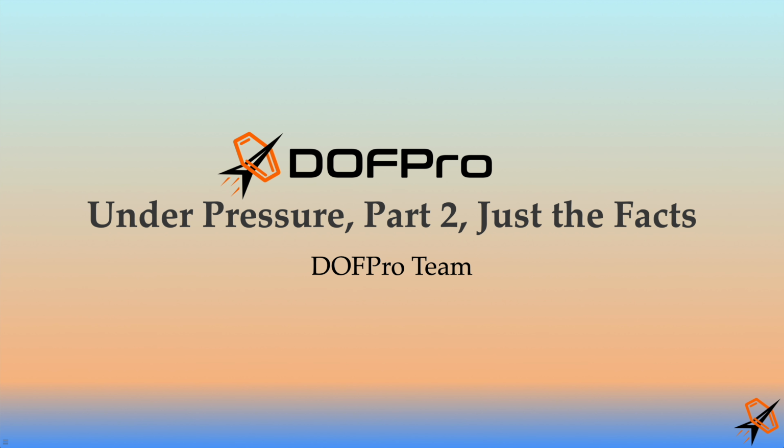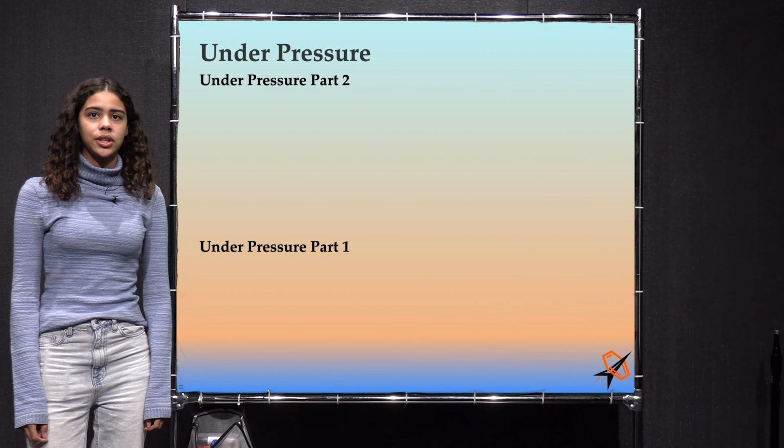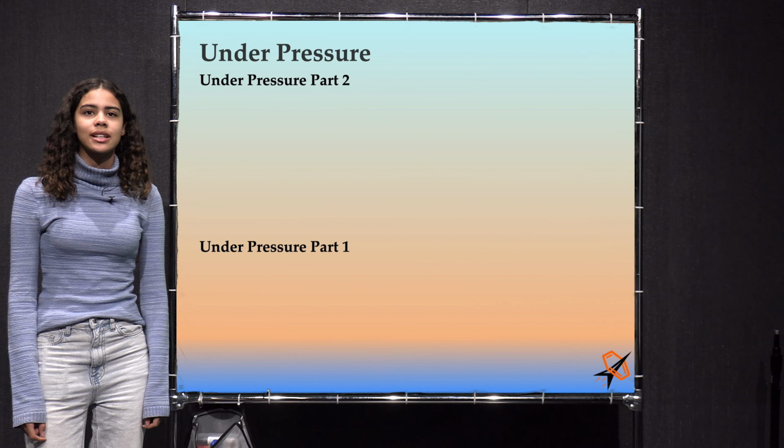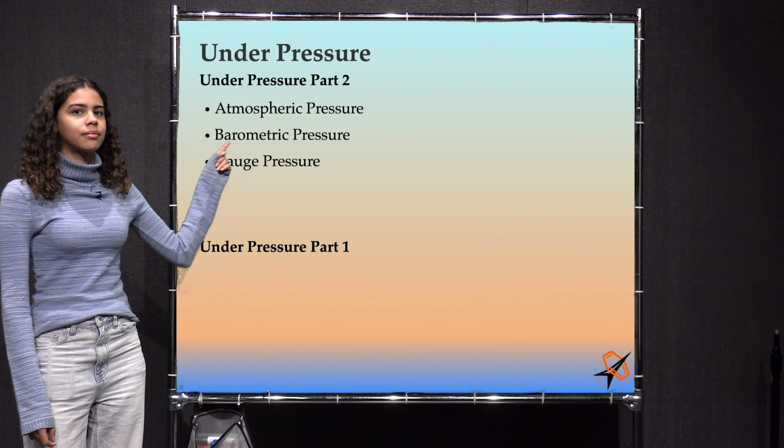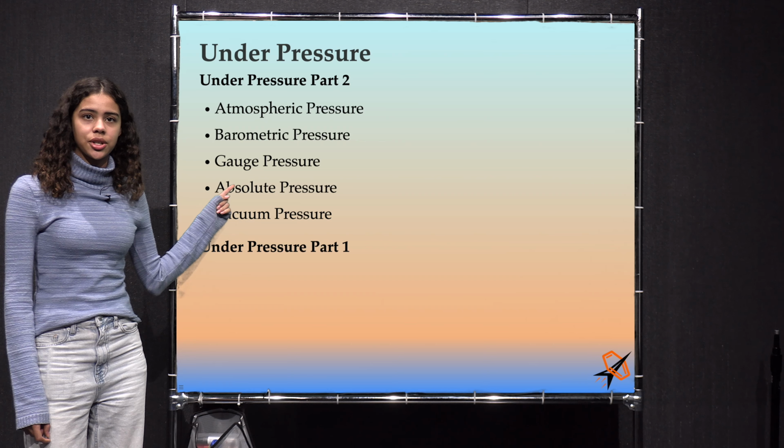Under Pressure, Part 2, Just the Facts, is an episode of the Degrees of Freedom Project videos on chemical and thermal principles. Definitions and additional details can be found in the webpage link in the description. This video, Under Pressure Part 2, discusses atmospheric pressure, barometric pressure, gauge pressure, absolute pressure, and vacuum pressure.